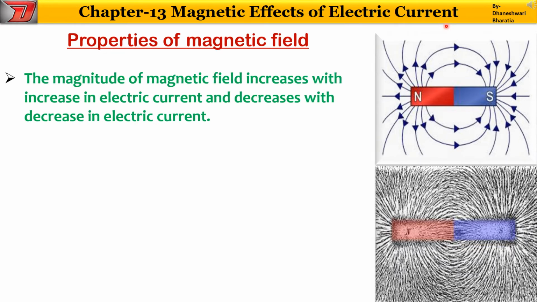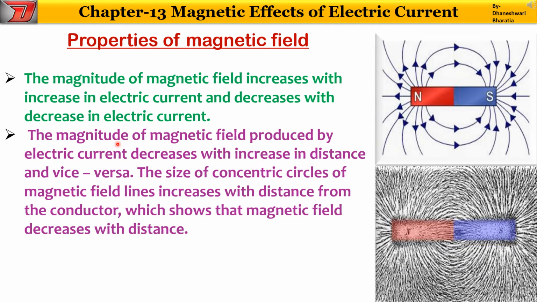Let us recall the properties which we have learnt about the magnetic field. We know that the magnitude of magnetic field increases with the increase in current, and if the current gets decreased, the magnetic field also gets decreased, right? The magnitude of magnetic field produced by current decreases with increase in the distance.